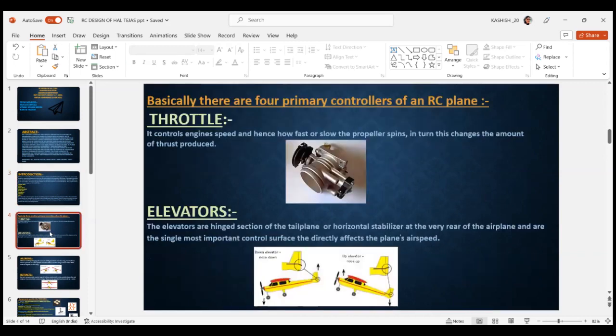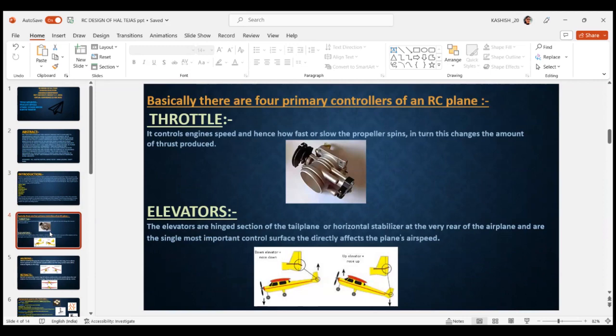Next are the four primary controllers of the RC plane. First is the throttle. Here's the picture of the throttle. As you can see, the main role of the throttle is to control the engine speed and hence how fast or slow the propeller spins. In turn, this changes the amount of thrust produced.